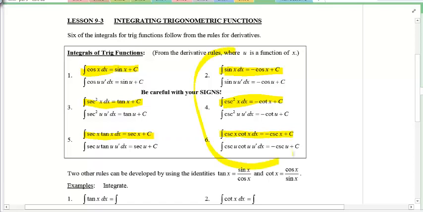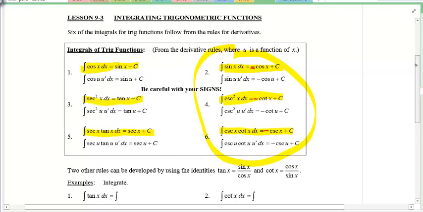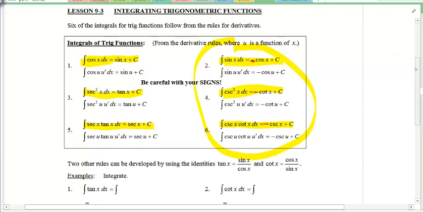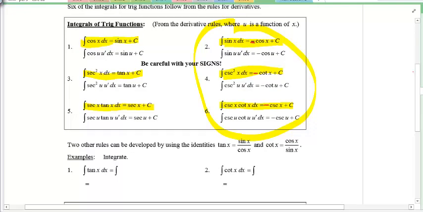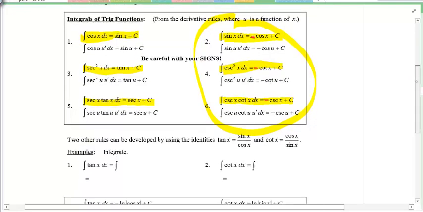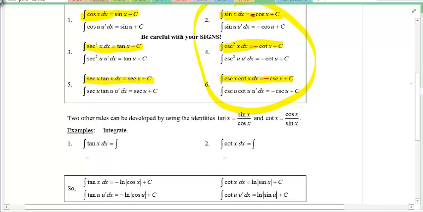Notice all the ones on the right hand side have the negatives. All the ones on the left hand side have positive answers. And of course underneath are just the chain rule versions of them. Now, there are two other rules that we can figure out. These require us to make a substitution.